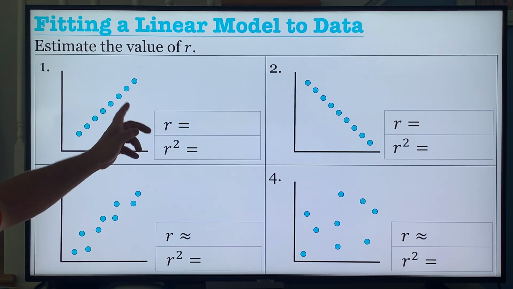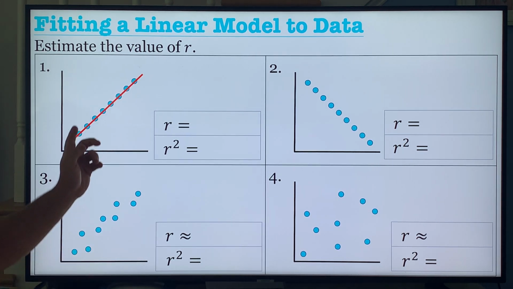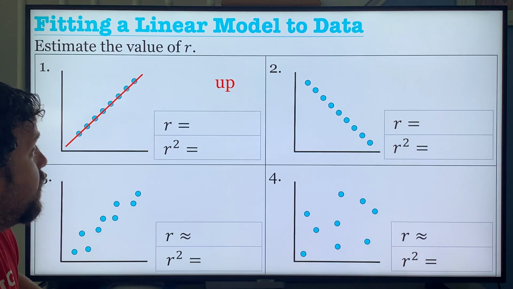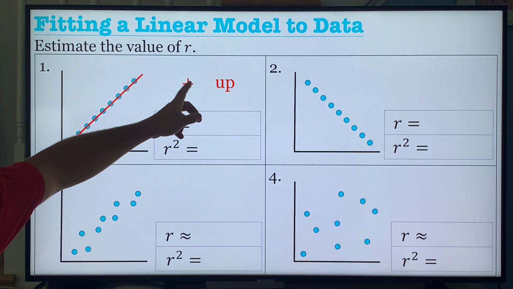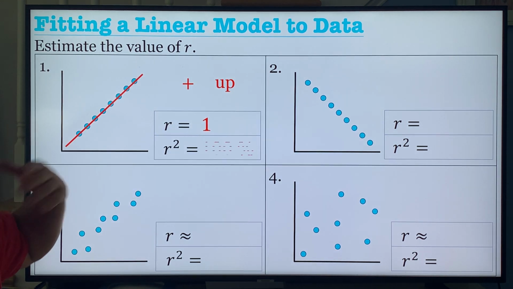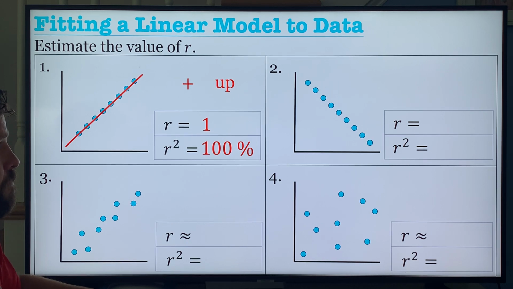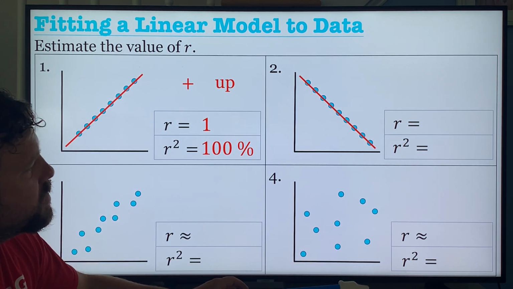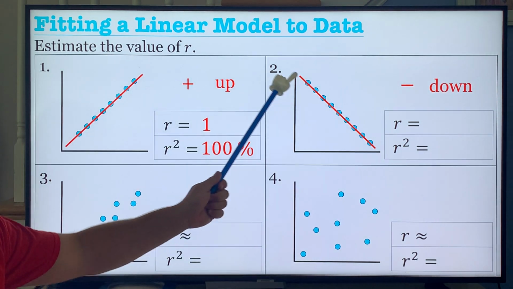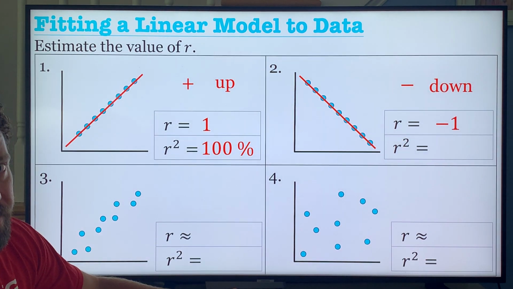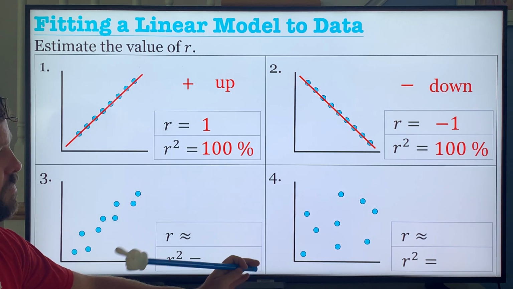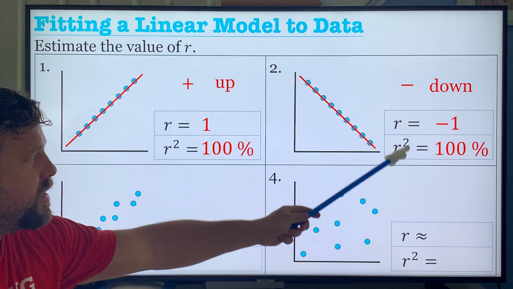All right, hopefully you're done. Problem number 1. Well, this line goes straight through everything, and what kind of slope does it have? It has a positive slope because it's going up. So, positive 1. Now, what is 1 squared? 1 times 100 is 100%. All right, 2. The line, once again, goes through everything, and it's going down now. So that means it has a negative slope. Since all the points are on the line, it's negative 1. Negative 1 squared is 1, and 1 times 100 is 100%. See, percentage of points on the line, this is your R.